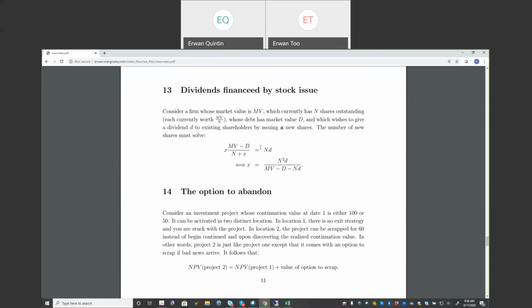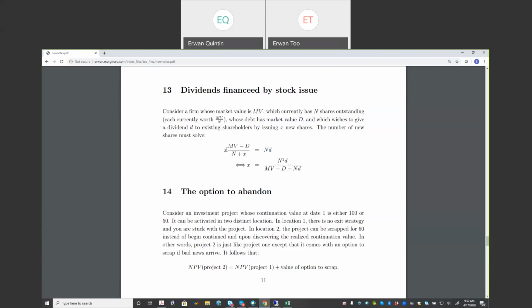So here on the right hand side of this equation, let's first have some notation. The market value of the corporation, so that's our 500, that's MV. And shares currently outstanding in the context of our numerical example, that's 100. The debt has market value D. In the context of our example, it's also 100, and the corporation wishes to give a dividend of size D, that's 30 cents to existing shareholders. So this is here 100 times 30 cents. That's what I have to finance.